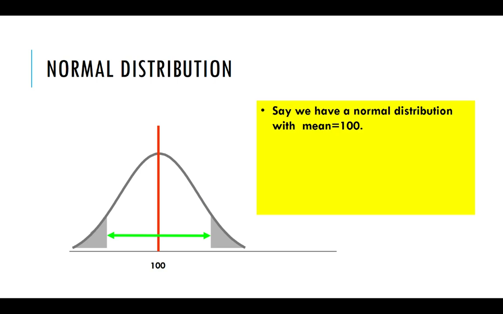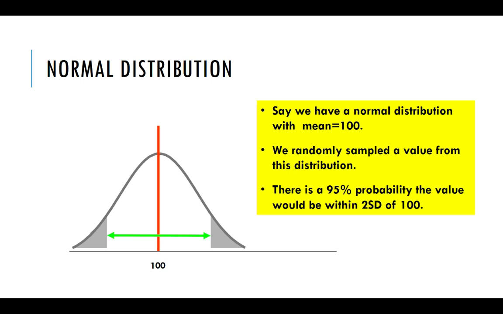So let's say we have a normal distribution and it has a mean of 100. So you see I've put that mean there on the horizontal axis at 100. If we randomly sampled a value from this distribution, in other words, if I randomly draw from it, there's a 95% probability that the value that I just drew would be within 2 standard deviations of 100.